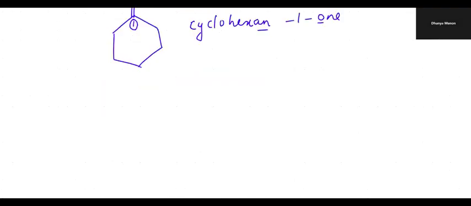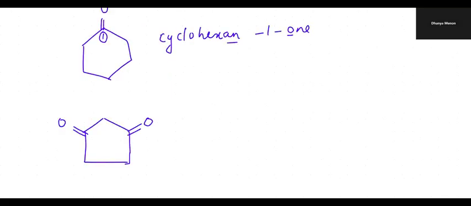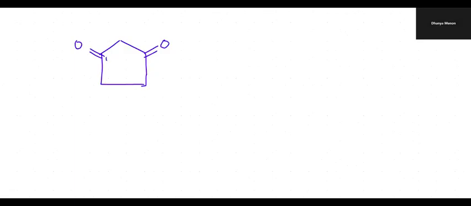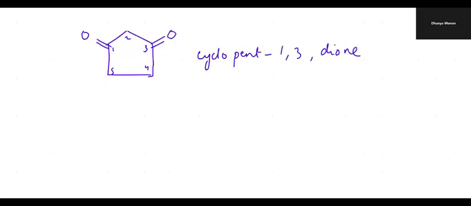Coming to the next question. There are 2 keto groups here. So definitely I'll number from any one of them: 1, 2, 3. In this way, if I number, both of them get the lowest position. So cyclo, pent is the root word, and at the first and the third position there is a keto group, dione.